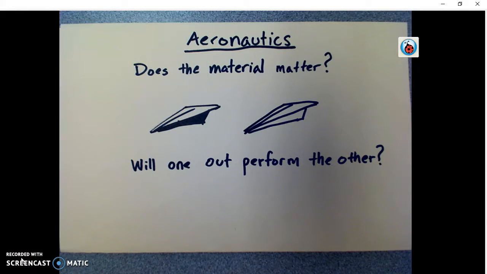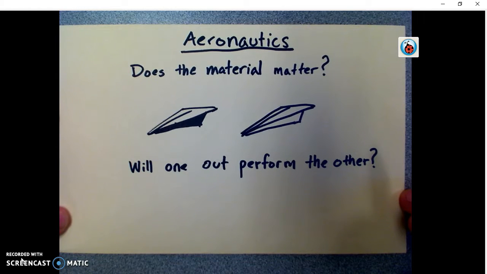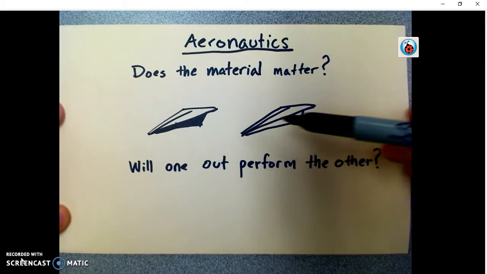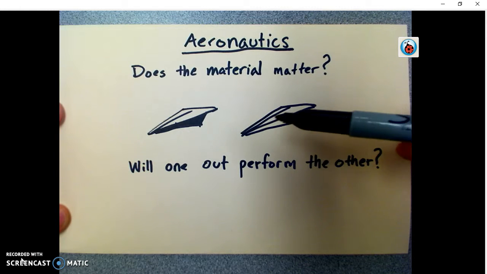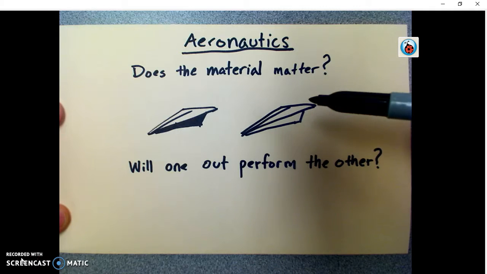Okay, folks, today you are going to be doing an activity with something called aeronautics. Now, aeronautics has to do with how objects and vehicles fly through the air. So aeronautics is what we're examining, and I have a little sketch here of two airplanes, paper airplanes. The question we're really examining today is, does the material matter?